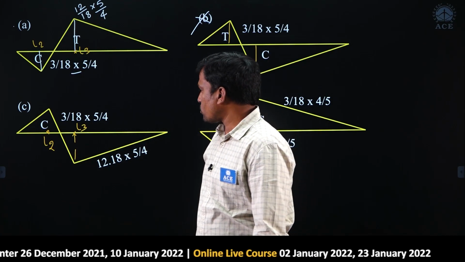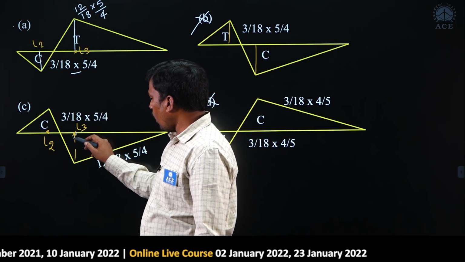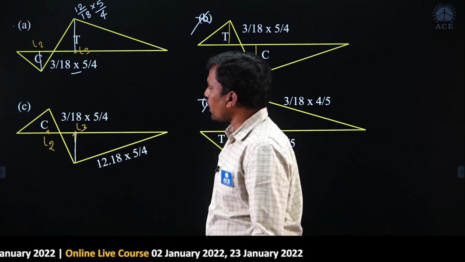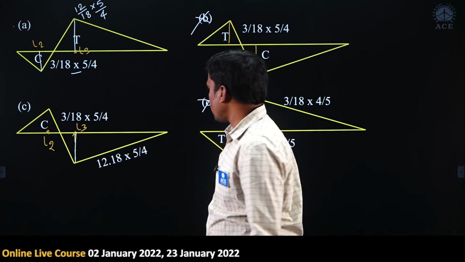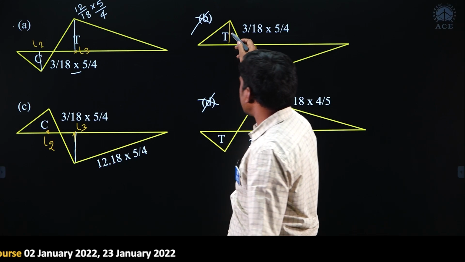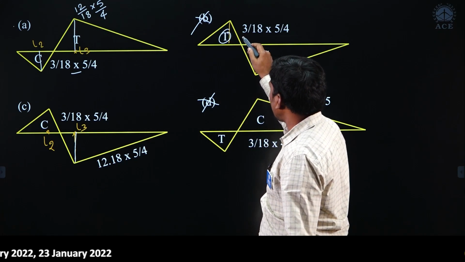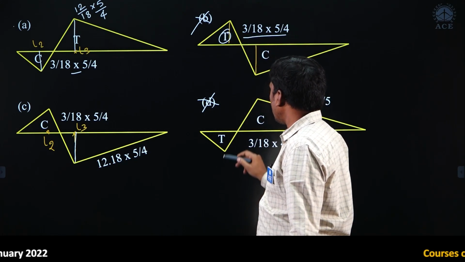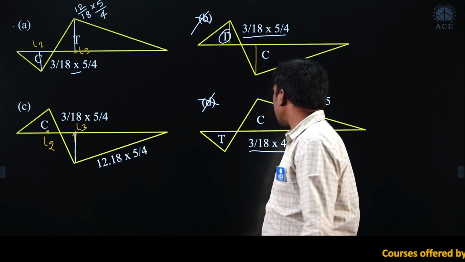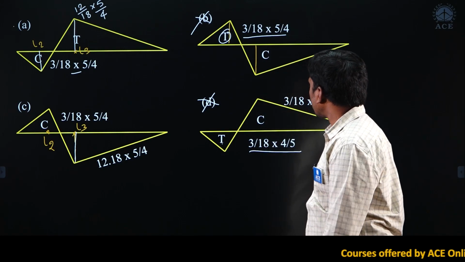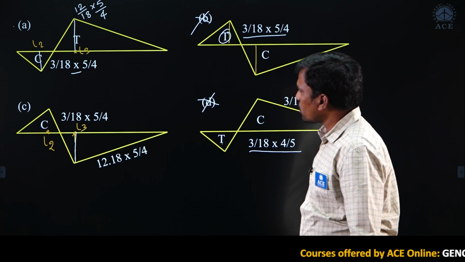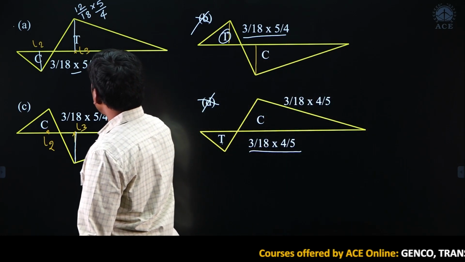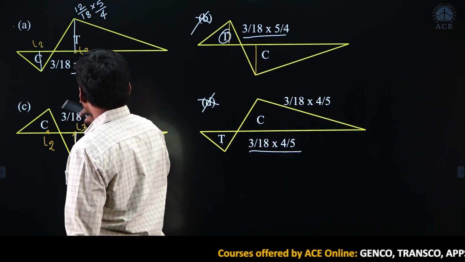Anyway, we have to find the ordinate at joint L3 also, please. But these two are wrong because tension is given as 3 by 18 into 4 by 5, whereas we got 5 by 4.